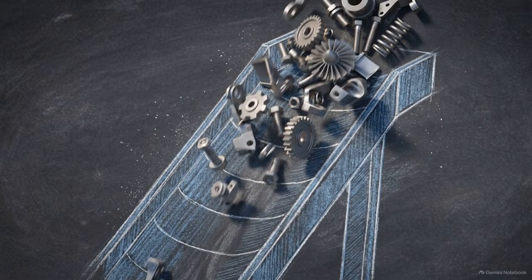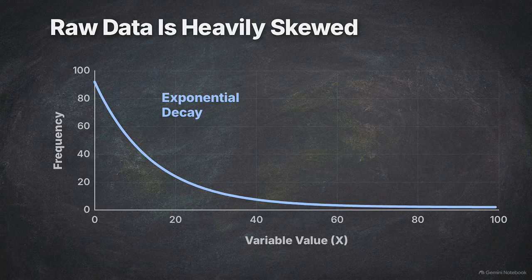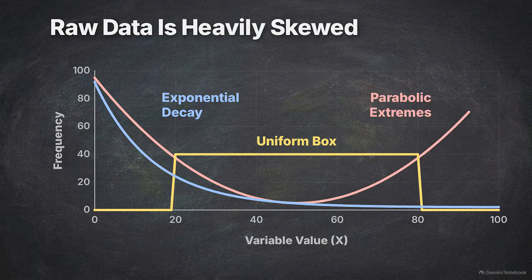In modern manufacturing, massive data sets of raw parts are rarely neat or symmetrical. We call this raw data the parent population. It's often heavily skewed. The data might show exponential decay, where most parts fail early. It might be uniform, presenting as a flat, unpredictable box. Or it could be parabolic, clustered entirely at extreme highs and lows.